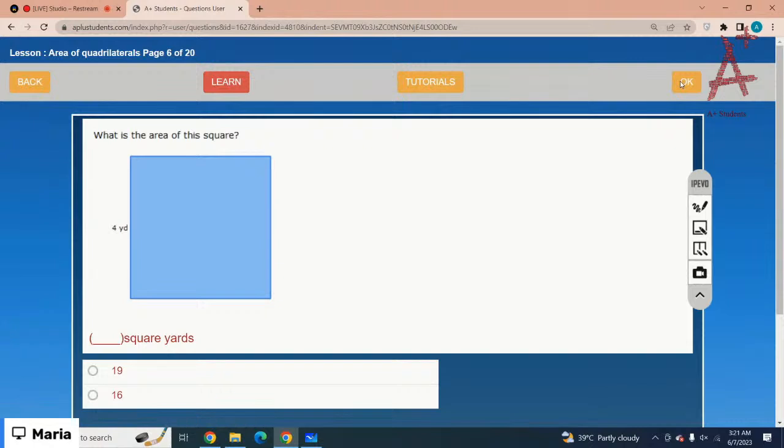Okay, what is the area of the square? You are given the side length 4. So a square has all four sides equal in length. It would be 4. So you have to do side times side. It would be 4 times 4 equals 16. Got it? So the correct option is 16.